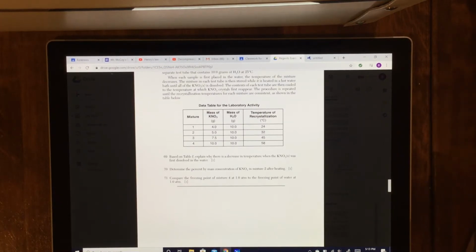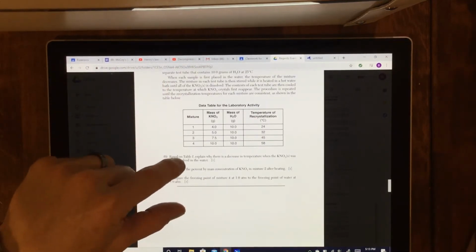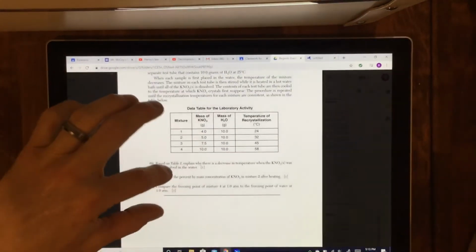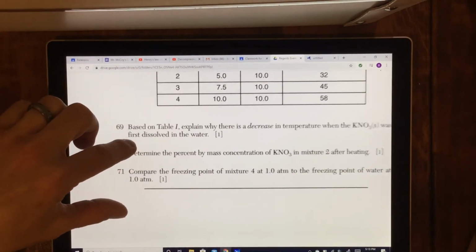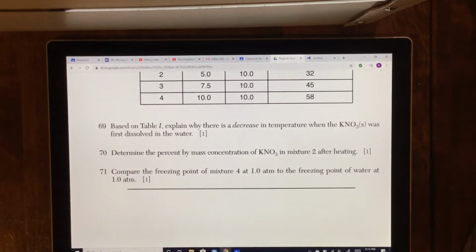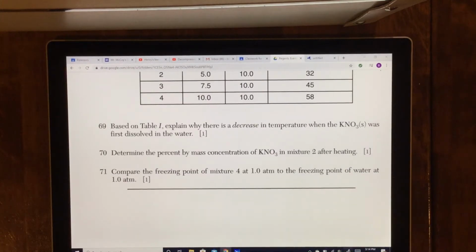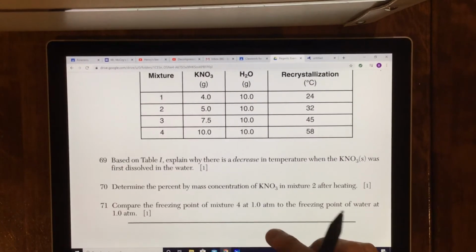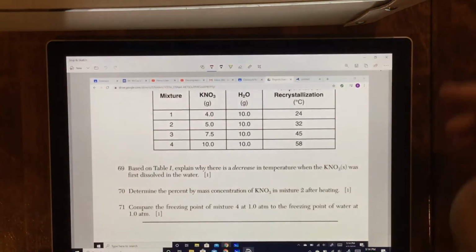All right, so I wanted to do a sample Regents question with colligative properties, so here we go. Compare the freezing point of a mixture. Let me make it a little bit bigger for you. Compare the freezing point of mixture 4 at 1 atm to the freezing point of water at 1 atm.